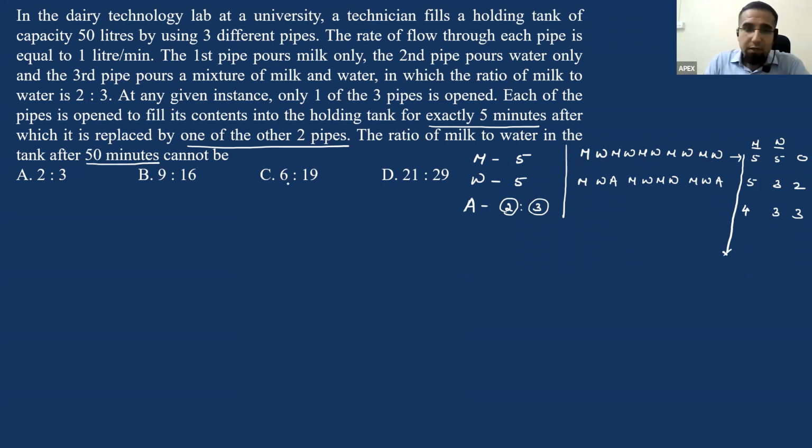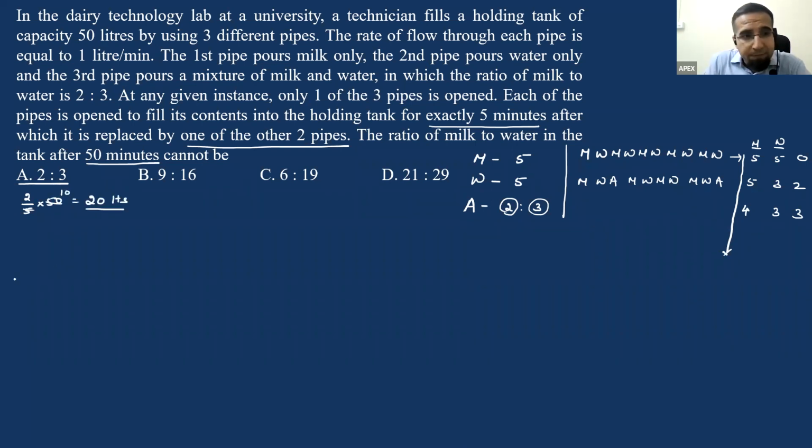Now let's say that for the first option to happen, how much do I need, guys? I need 2 by 5 of 50. That means I need 5 ones or 5 tens. I need 20 liters of milk. I repeat, if I'm opening the pipe which is delivering water, there's no quantity of milk coming in.